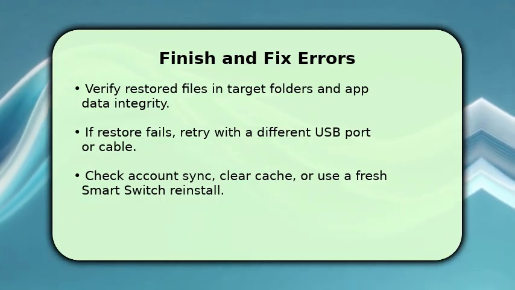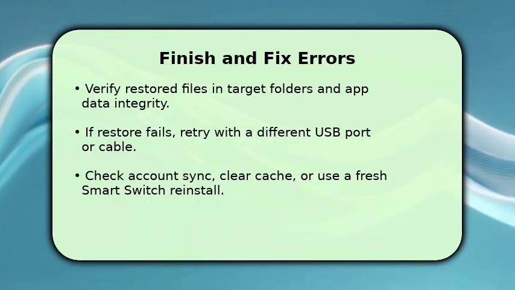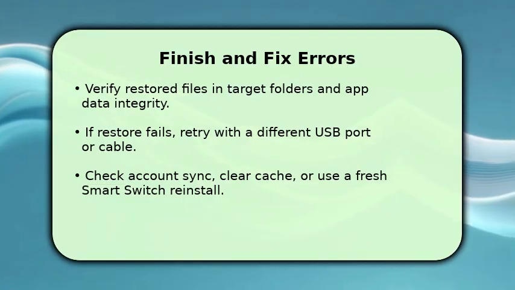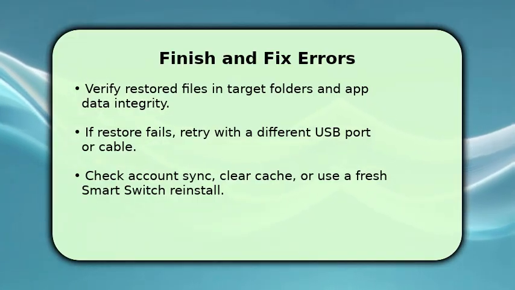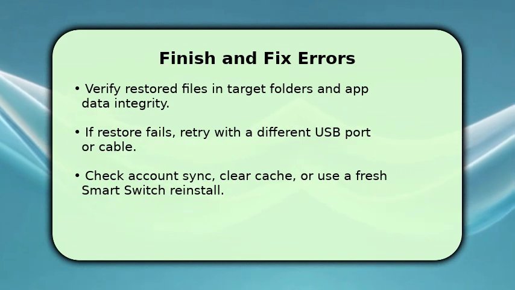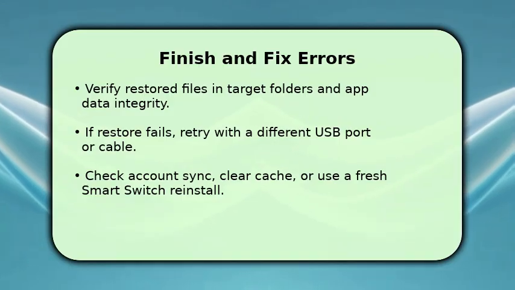If something didn't transfer, first retry the restore. Switch USB ports and use an OEM cable because flaky connections cause corruption. Make sure the Samsung account is still signed in and synced. If problems persist, clear Smart Switch cache, reinstall the app, or export the backup to local storage, then reattempt. These steps resolve most sync and permission-related failures.